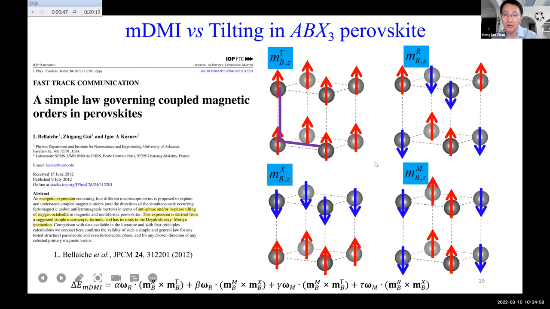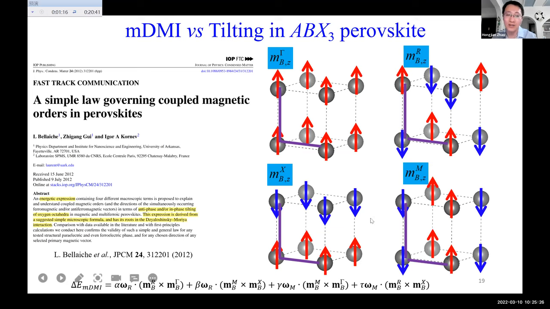That's the in-plane coupled in a ferromagnetic way, while the out-of-plane coupled in an antiferromagnetic way. The last one is the M-type antiferromagnetism, so in-plane antiparallel, while out-of-plane parallel. Of course, the magnetic alignment can be along the Z direction, X direction, or Y direction. So in total, you will have 12 magnetic order parameters.